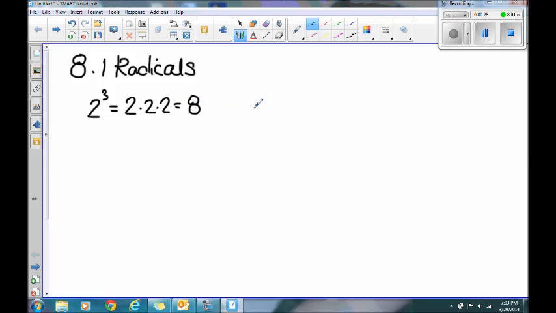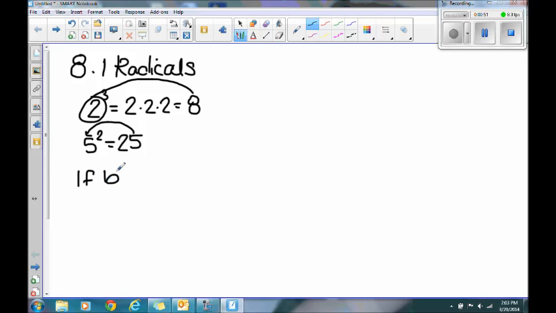In section 8.1, we're going to go backwards. We're going to ask questions like, what to the third power is equal to 8? If I have 5 squared equal to 25, we can talk about the square root of 25, or ask the question, what number squared is 25?